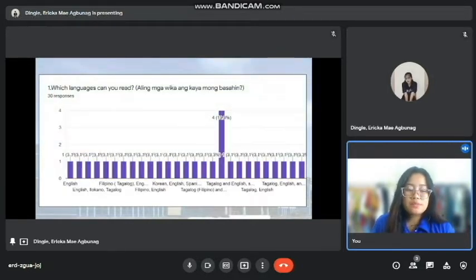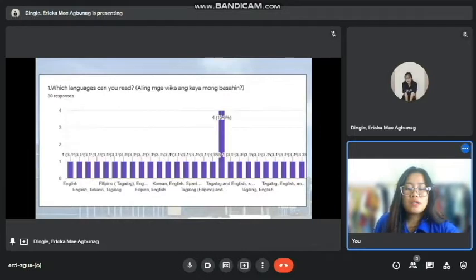Furthermore, 1 respondent said that she can read 4 languages such as Tagalog, English, Hangul, and Ilocano. Lastly, there are 2 respondents who said that they can read 5 languages. So indeed, these results show that the majority of the respondents can read in more than 2 languages. Also, it is seen in their answers that Filipino and English are the most prominently used when it comes to reading.